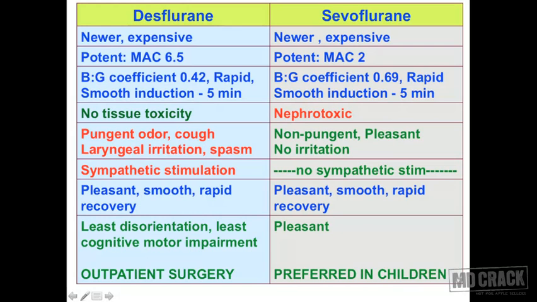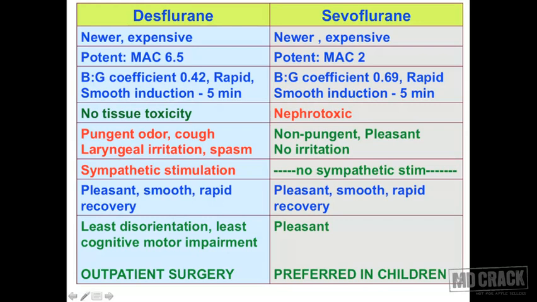Whereas sevoflurane is non-pungent. Not only that, it's pleasant and there's no irritation. Just like pungent odor, cough, laryngospasm, and laryngeal irritation, desflurane also leads to sympathetic stimulation, whereas sevoflurane doesn't have the property to produce sympathetic stimulation. Both of them produce pleasant, smooth, and rapid recovery. And this is why these two are the general anesthetic agents of modern medicine.